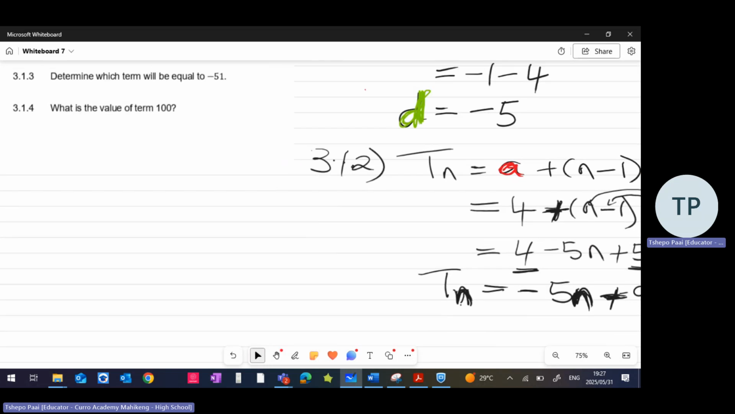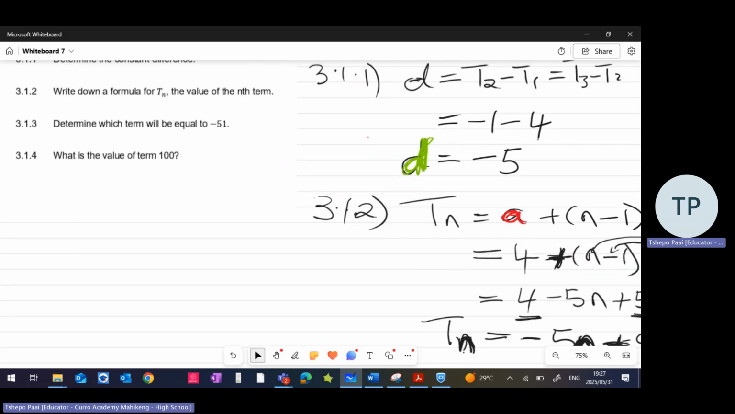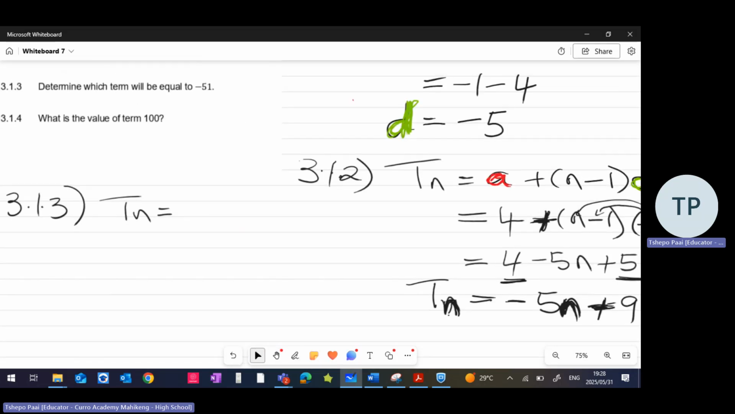What are they looking for in 3.1.3? They are saying determine which term will be equal to minus 51. They want to know which term of this number pattern will be minus 51. Now, how am I going to answer 3.1.3? First of all, remember our general term, we have found it to be minus 5n plus 9.